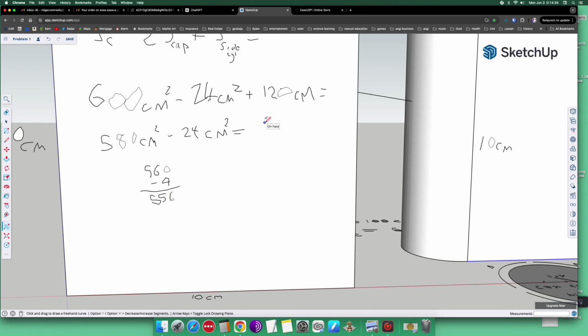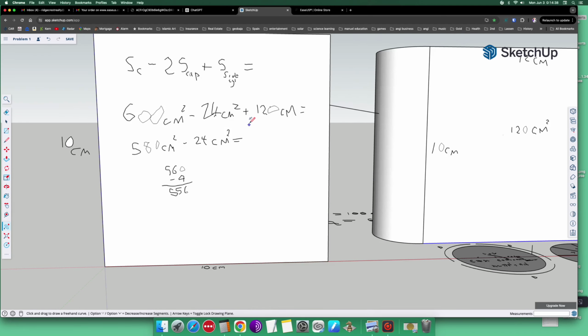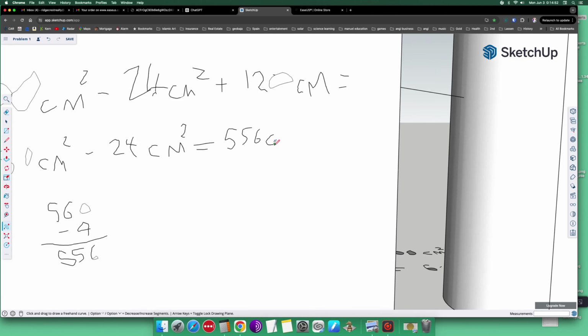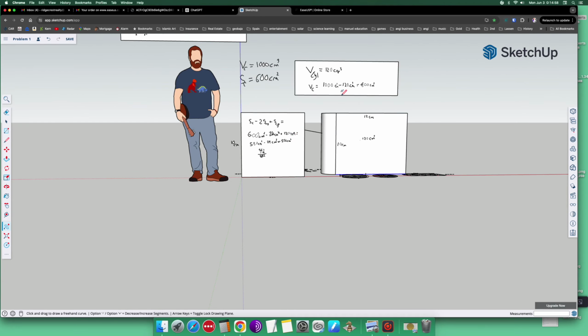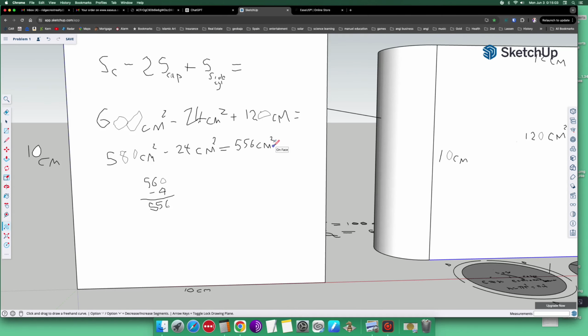So the answer would be the amount of area left in that cube after removing the cylinder will be 556 centimeters squared, and we're talking surface area. So that's it. Ta-da! What do you think? Is that cool? The answer for the volume was 800 cubic centimeters, and the remaining would be that.